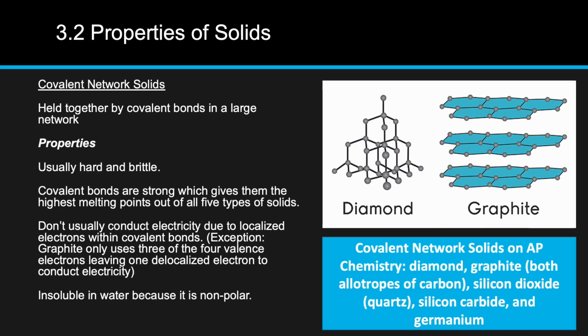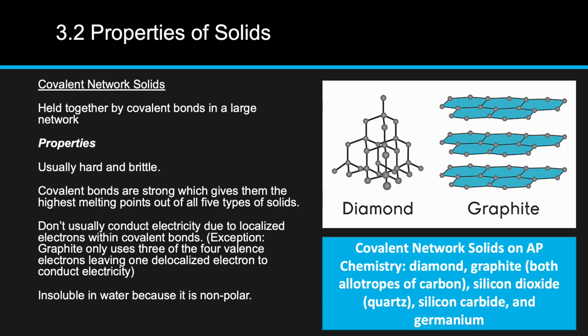Covalent network solids are structures where atoms are held together by strong covalent bonds in a continuous network. So because every atom is bonded in this giant framework, these solids are extremely hard, they're brittle, and they have the highest melting points of all the types of solids. So most of them do not conduct electricity since their electrons are localized in covalent bonds, but graphite is an important exception. Because its delocalized electrons are around those carbon atoms, it allows it to conduct electricity.